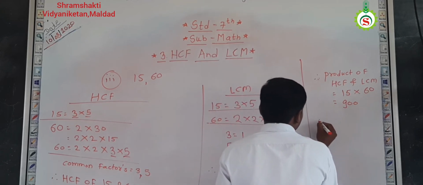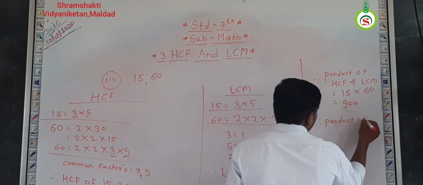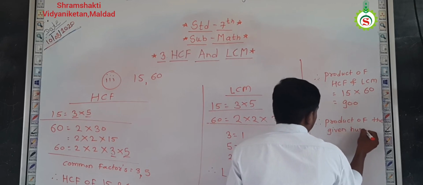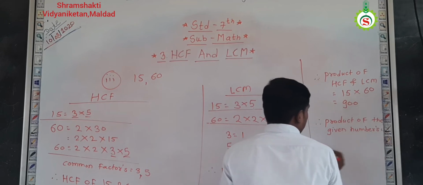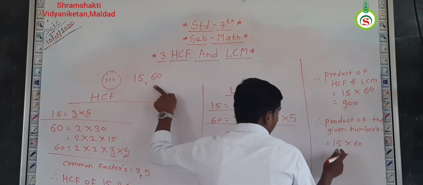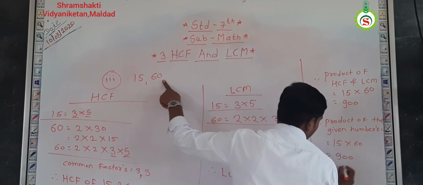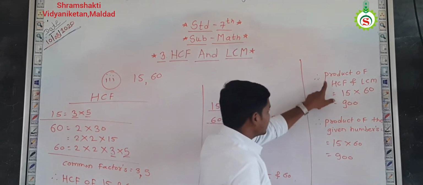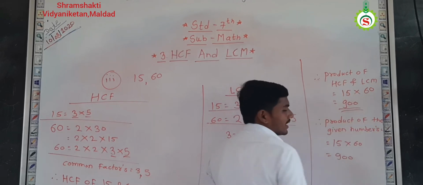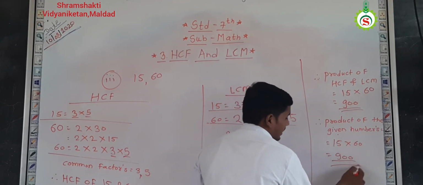Now again, therefore the product of the given numbers. Which are the given numbers? First number 15 into second number 60. If I do the multiplication 15 into 60, that answer again will be 900. That means if I take the product of HCF and LCM, the answer will be 900. And if I take the product of the given numbers 15 into 60, the answer will again be 900.